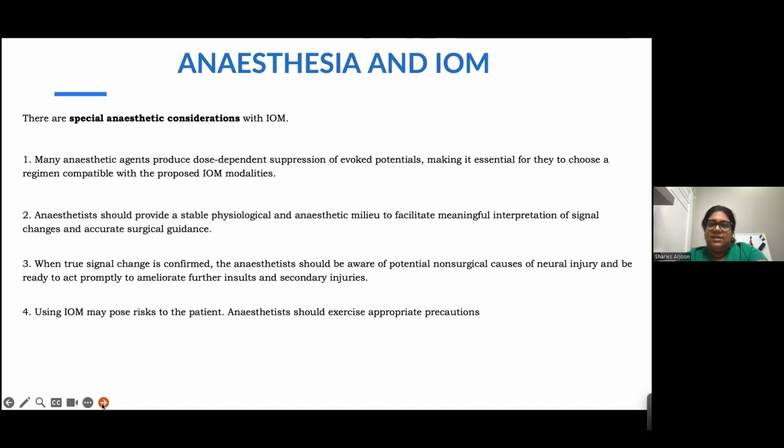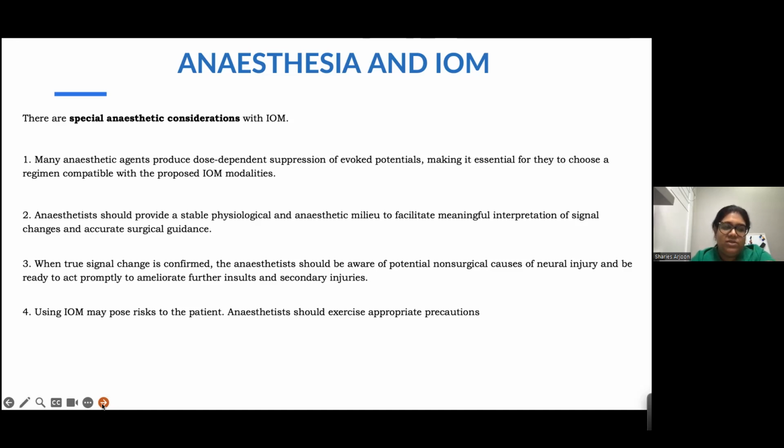So there are special anesthetic considerations with intraoperative neurophysiological monitoring. Many anesthetic agents produce a dose-dependent suppression of evoked potentials, making it essential to choose a regime compatible with the proposed intraoperative monitoring modality. Anesthetists should provide a stable physiological and anesthetic mode to facilitate meaningful interpretation of signal changes and accurate surgical guidance. When true signal change is confirmed, the anesthetist should be aware of potential non-surgical causes of neural injury and be ready to act promptly to ameliorate further insults and secondary injuries.